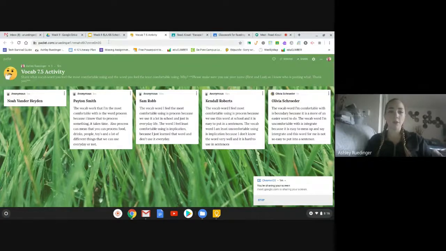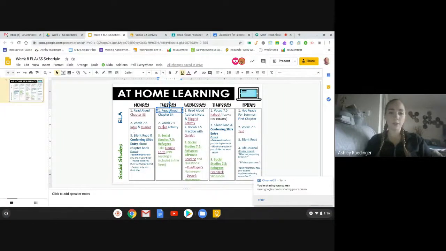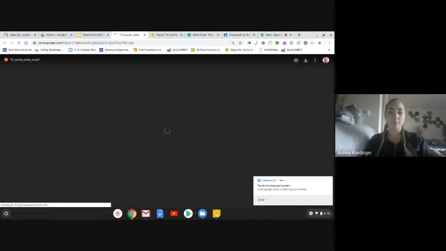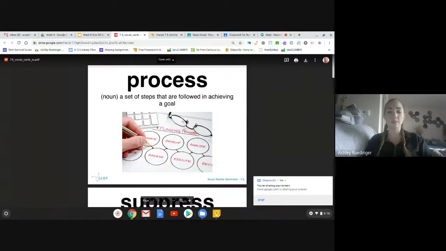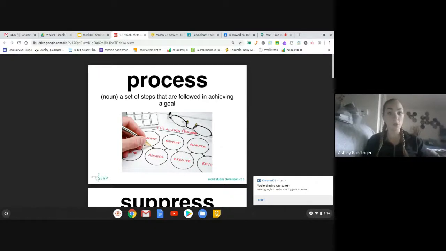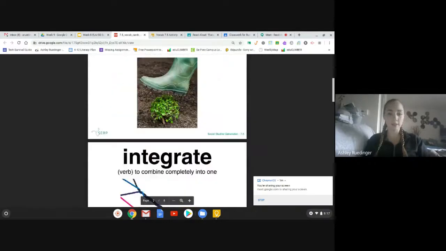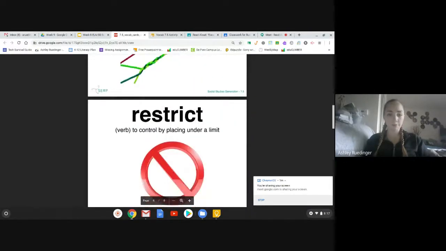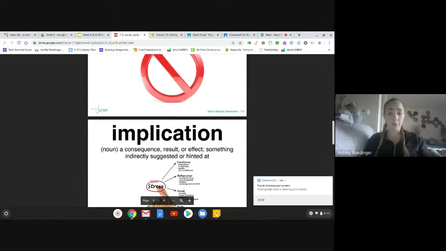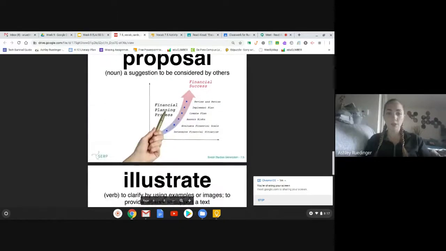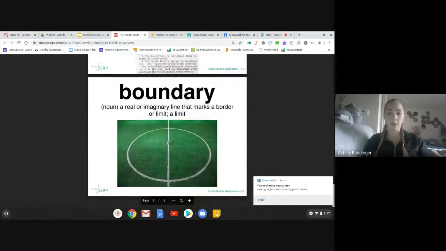If I would be someone that takes a look at our vocab words, I'm just going to look at the introduction and do a super quick example so that you can see that this isn't supposed to be a huge thing, but it's supposed to help you reflect on which words you think you need to study more. So I have process, suppress, integrate, restrict, implication, proposal, illustrate, boundary, and those are our 8 words.